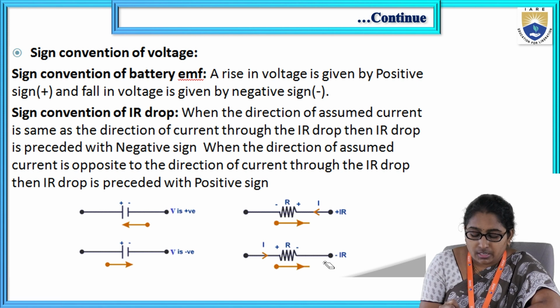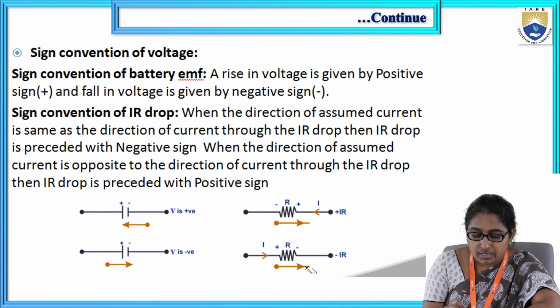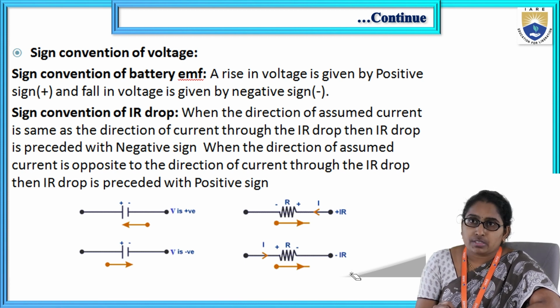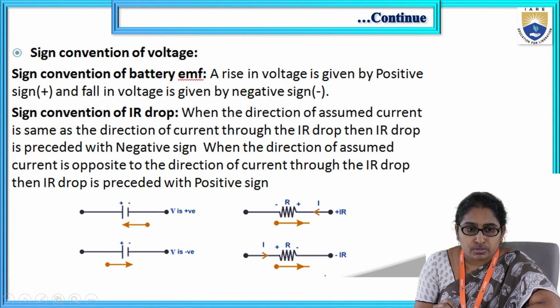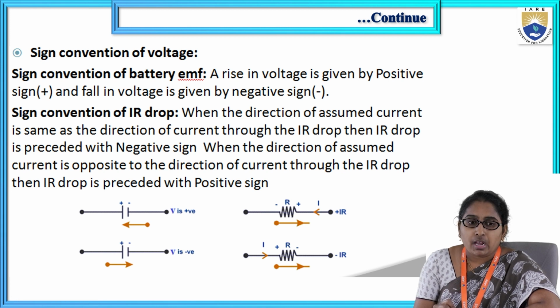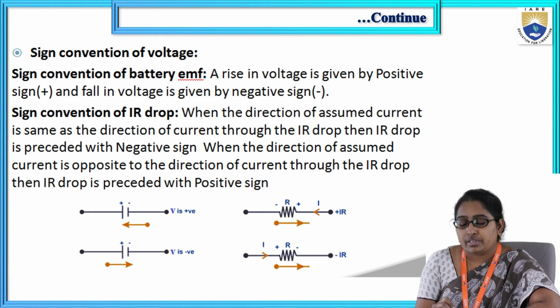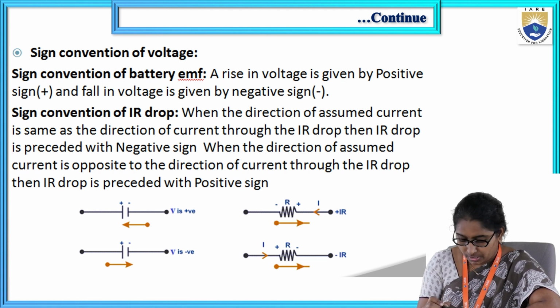Then look at the next case, that is opposite. The orange color arrow goes from left to right, but the IR drop directions are given: this is plus, this is minus. So both are the same. That's why this IR is taken with negative sign. So that is about Kirchhoff's laws, both Kirchhoff's current law and Kirchhoff's voltage law, their statements and explanation, and how the sign convention is taken.